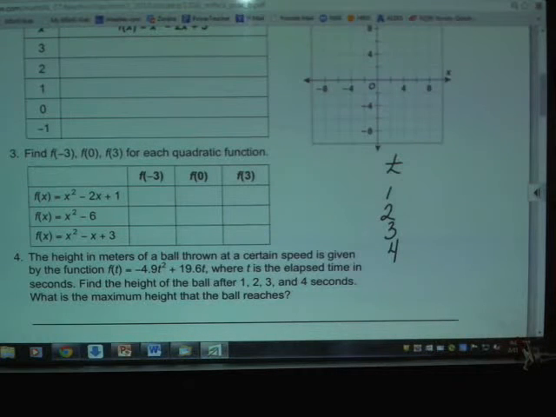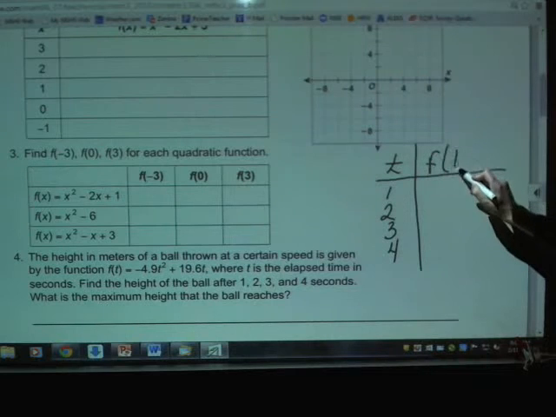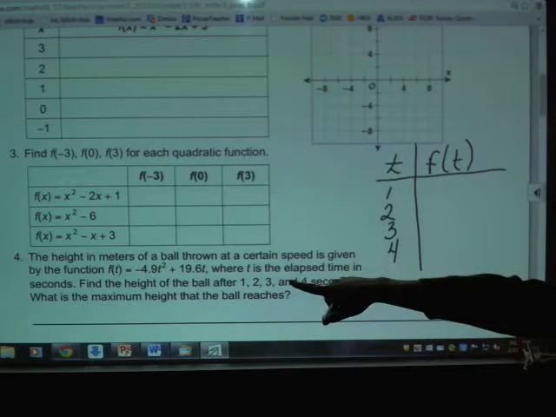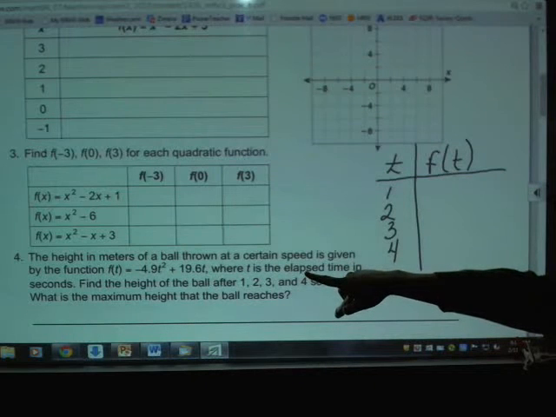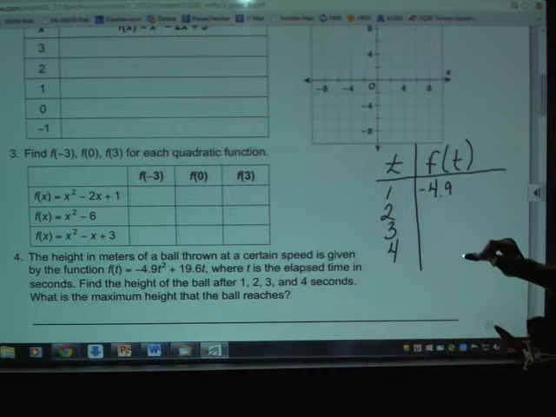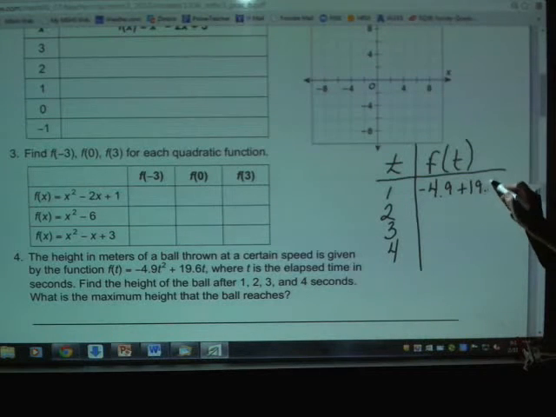Okay, I'm going to plug each one of those values in for t now and figure out what the resulting y is. Or really I should say f of t, because we're writing these in function notation. It's the same thing. First time through, I'm going to change t into 1. So I've got negative 4.9 times 1 squared. Well, 1 squared is 1, times negative 4.9 is negative 4.9. Then I'm going to add to that 19.6 times 1, so I'm adding 19.6. And 19.6 plus negative 4.9 changes into 14.7.